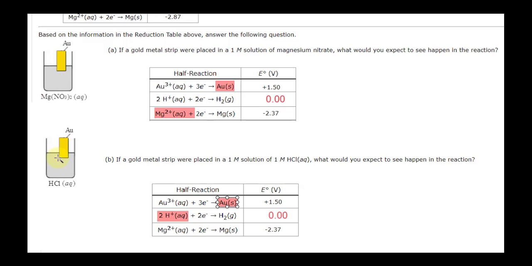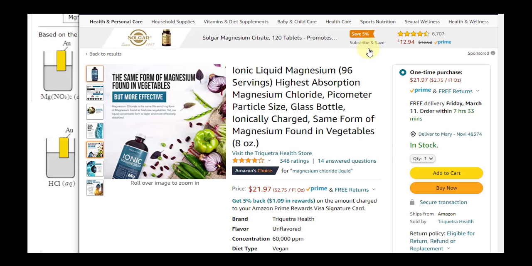So if you've got a pure gold ring, you can drop it in hydrochloric acid, and you can drop it in magnesium nitrate. Oh, magnesium nitrate. Magnesium ions are sort of interesting. Here's a website where they're selling a magnesium solution. And I found this one interesting because of the terminology they use. They said ionic liquid magnesium. And to a chemist, what do you mean? Ionic liquid? No. This is an ionic solution of magnesium that they're selling.